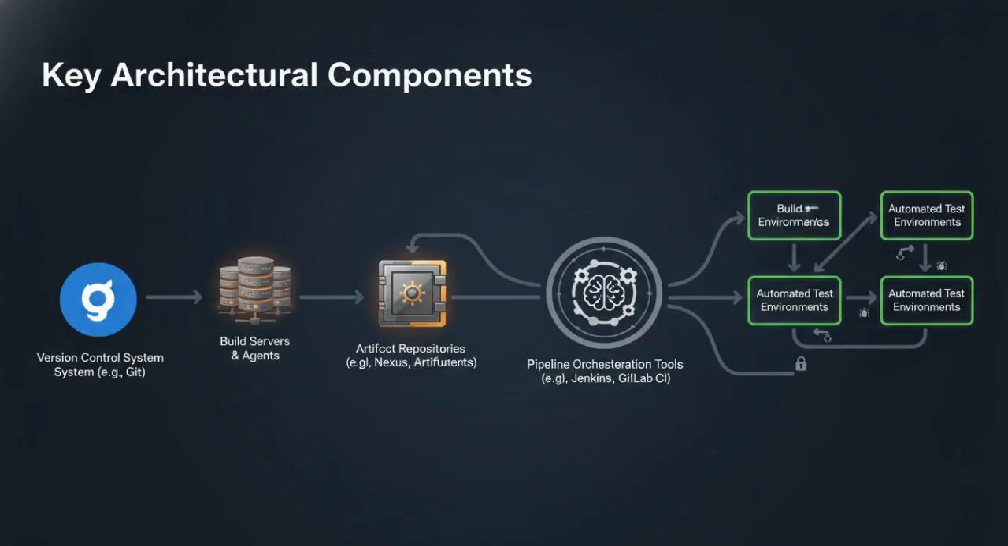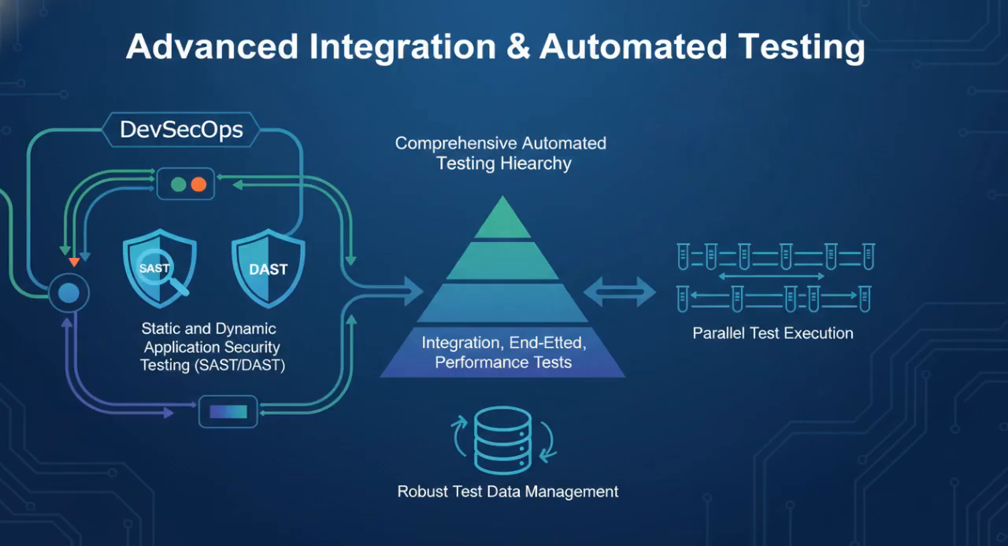A robust CI/CD pipeline in a large organization typically comprises several key components. Central to this is a version control system like Git, serving as the single source of truth for all code. Build servers compile code, run unit tests, and create artifacts. Artifact repositories securely store these build outputs, ensuring traceability and versioning. Orchestration tools manage and automate the entire pipeline flow, from code commit to deployment. Finally, test environments provide isolated spaces for various levels of automated testing before code reaches production.